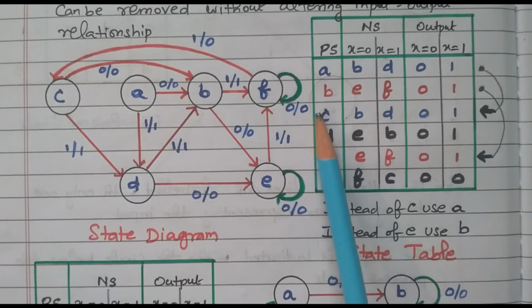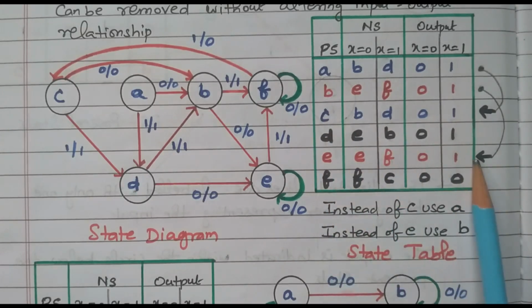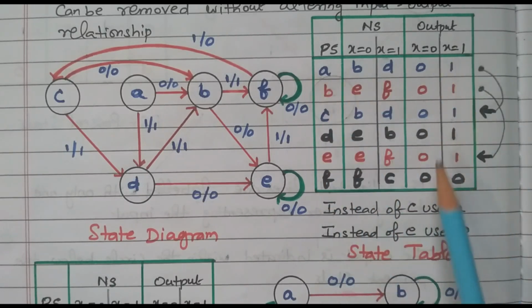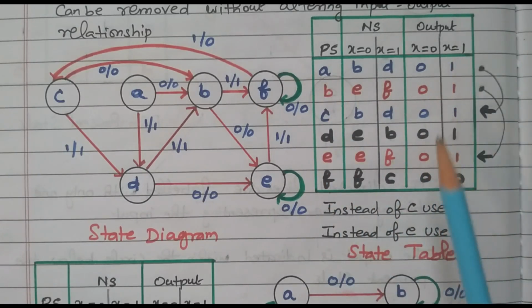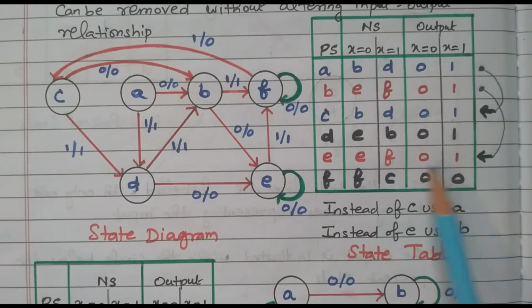So that now we can eliminate this third row as well as the fifth row. So that is called a state reduction, right? So by analyzing the table, there are two repeated states available, first and third row, second and fifth row. So third row and fifth row is eliminated. Correspondingly, C is used as A, E is used as B.